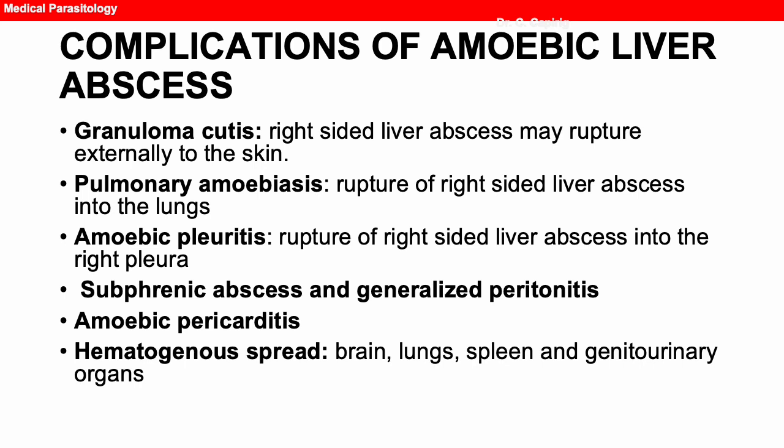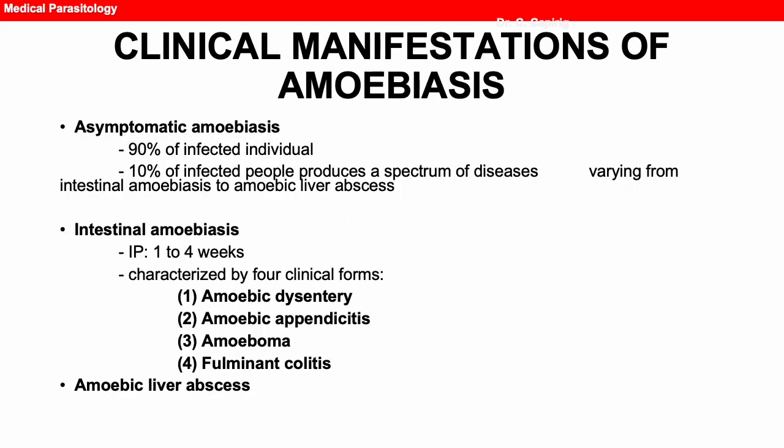So, when you say subphrenic, it's located under the diaphragm. Phrenic means diaphragm. Amoebic pericarditis, the pericardium is the covering of the heart. In terms of proximity, the pericardium is just superior to the liver. So, by virtue of proximity and contiguity, it's really possible that the amoeba can travel to the pericardium, traversing the diaphragm. Hematogenously, they can spread to the brain, lungs, spleen, and genitourinary tract. Okay, so I've mentioned about this. This is the summary of the clinical manifestations of amoebiasis.